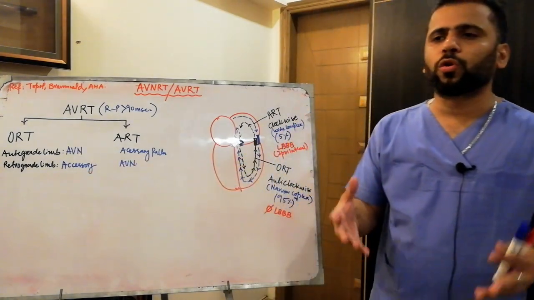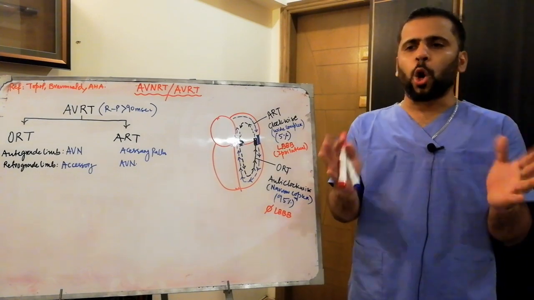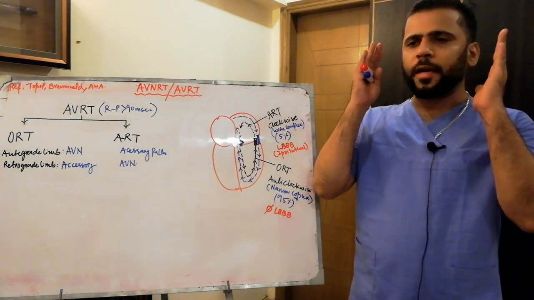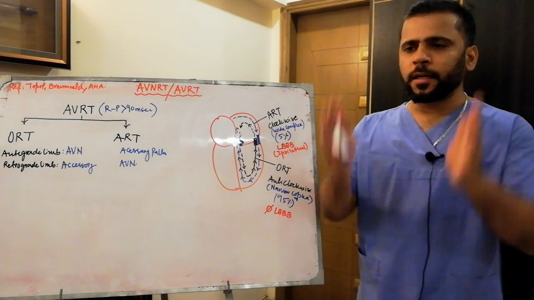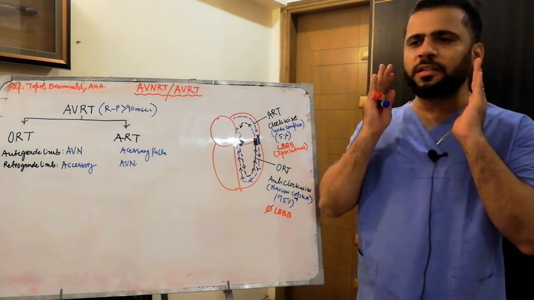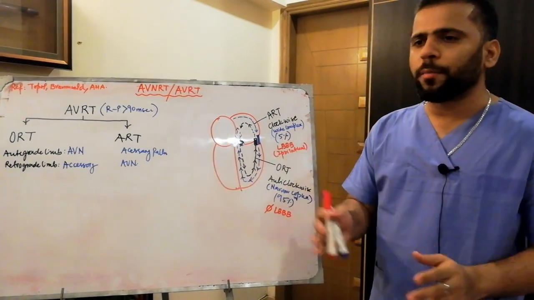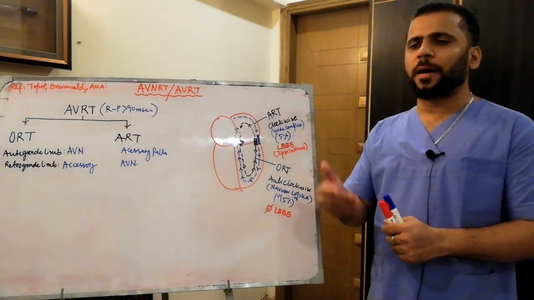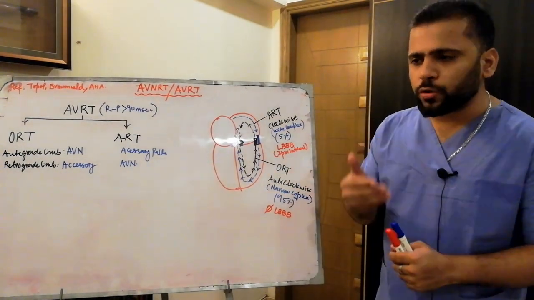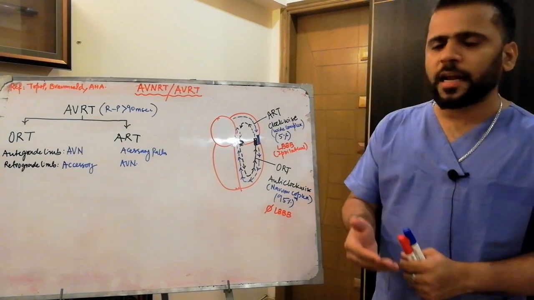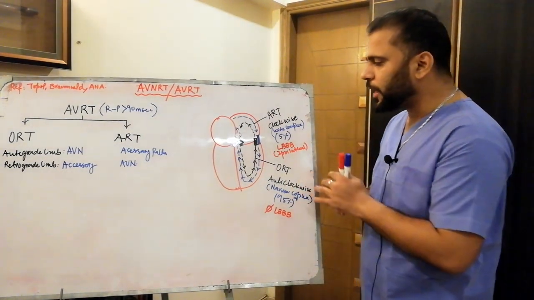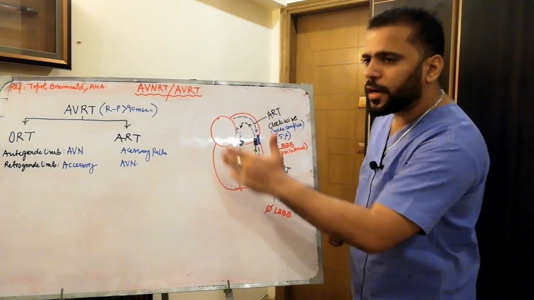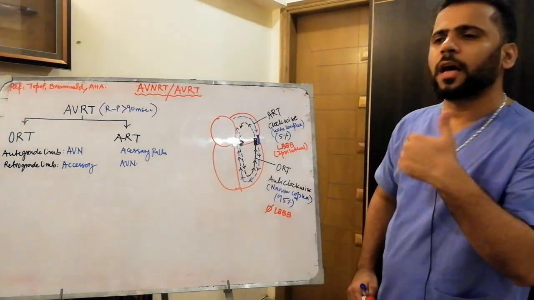What is the meaning of orthodromic? Orthodromic means you are orthodox. You have to follow the native rules, the native pathway. You have to be a straight one. Antidromic shows that it is opposing the natural pathway. It is going against the natural pathway. So we will discuss here how this circuit works and how this circuit occurs.